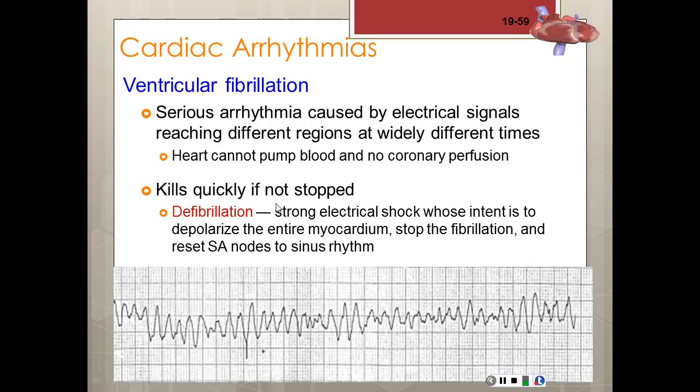We already know what defibrillation is. It's a strong electrical shock whose intent is to depolarize the entire myocardium, stop the fibrillation, and reset the SA node to sinus rhythm.